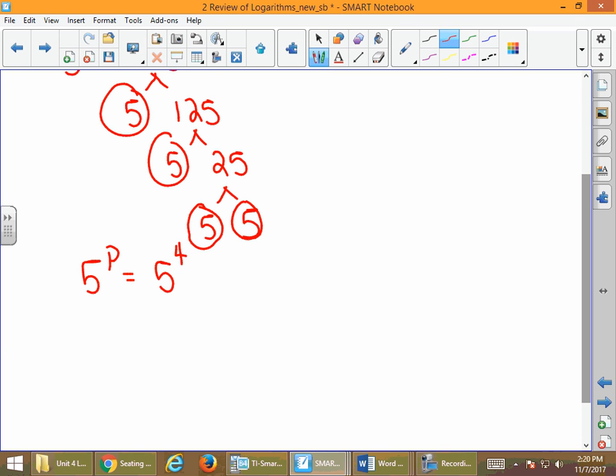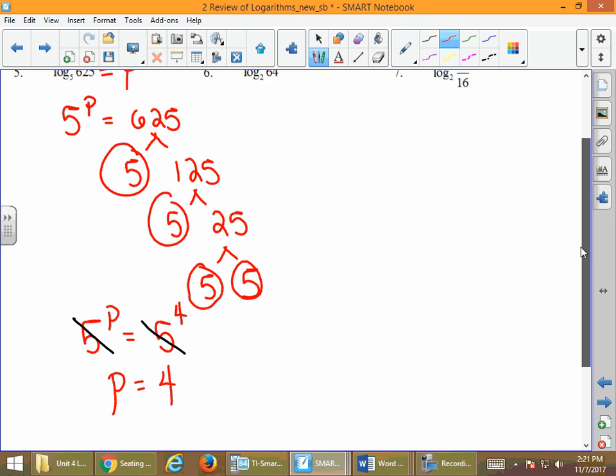Well, ultimately, when we solve this, we have a 5 on the left side and a 5 on the right side, but they're already the same. So the only thing that we need to be concerned about are the exponents. And sometimes what we do is we cross out the 5s. They don't really cross out. But if that helps you get the correct value, then we should use that technique.